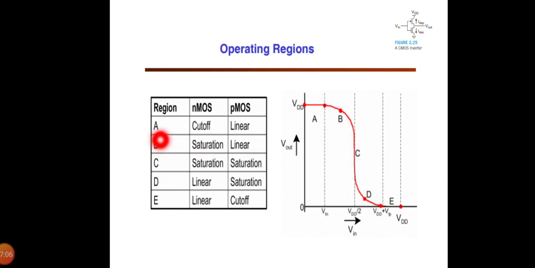In region A, NMOS transistor is in cutoff state and PMOS is in linear. In region B, NMOS is in saturation and PMOS in linear. In region C, both NMOS and PMOS are in saturation region. And in region D, NMOS is in linear region and PMOS is in saturation region. And in region E, NMOS transistor is in linear region and PMOS transistor is in cutoff region.